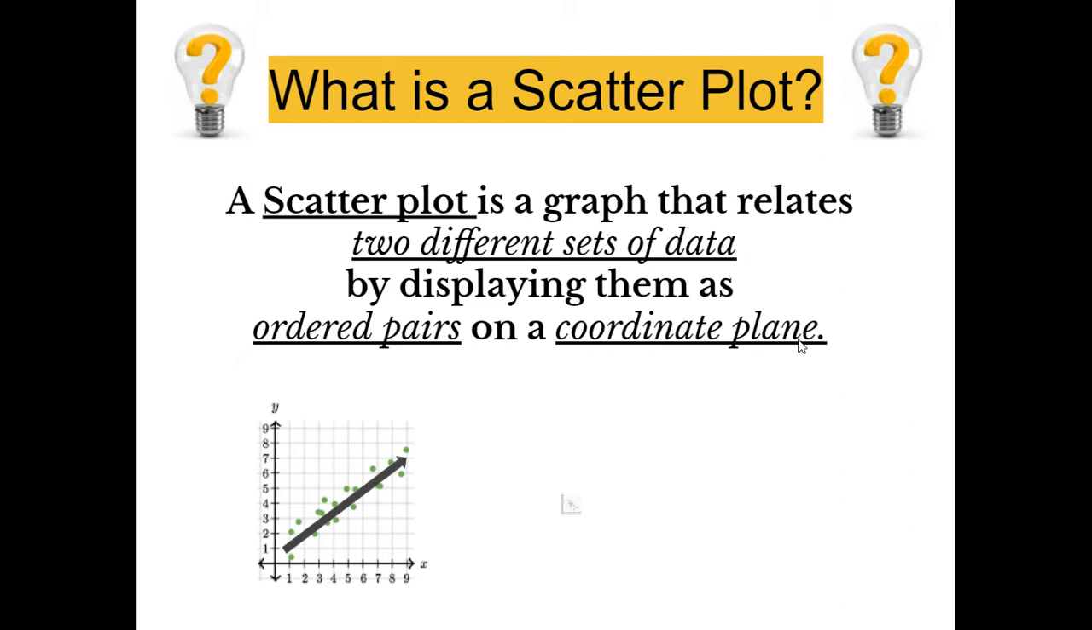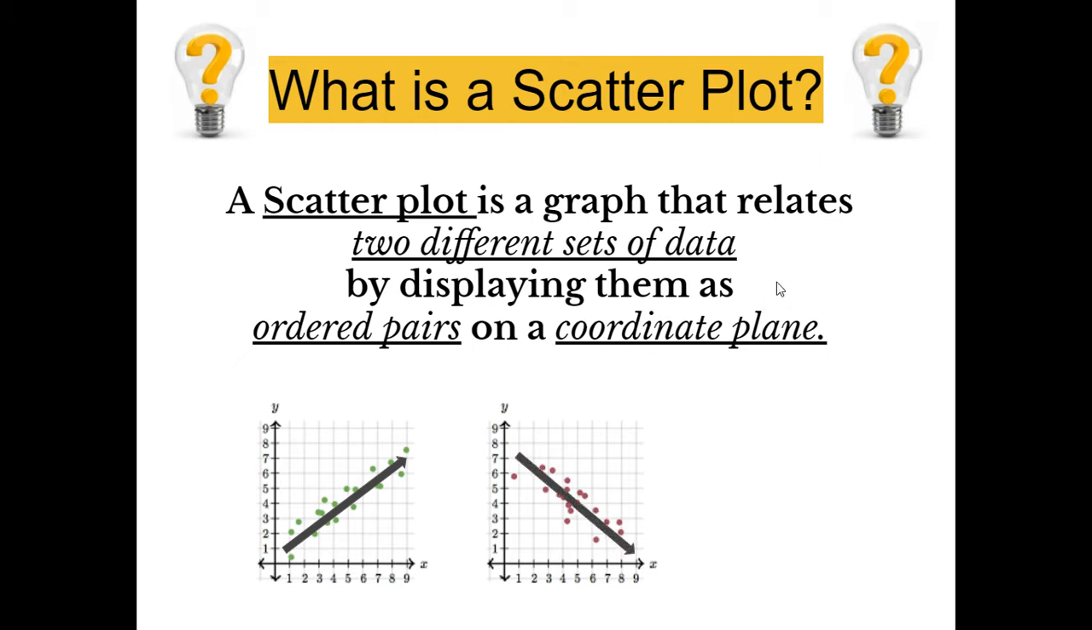You could also have a scatter plot that looks like this, where the points are falling. Even though, again, they're not linear, you could draw a line through the center of the data and it would have a negative slope. And this would be an example of a negative correlation or a negative relationship between what is being displayed on the graph.